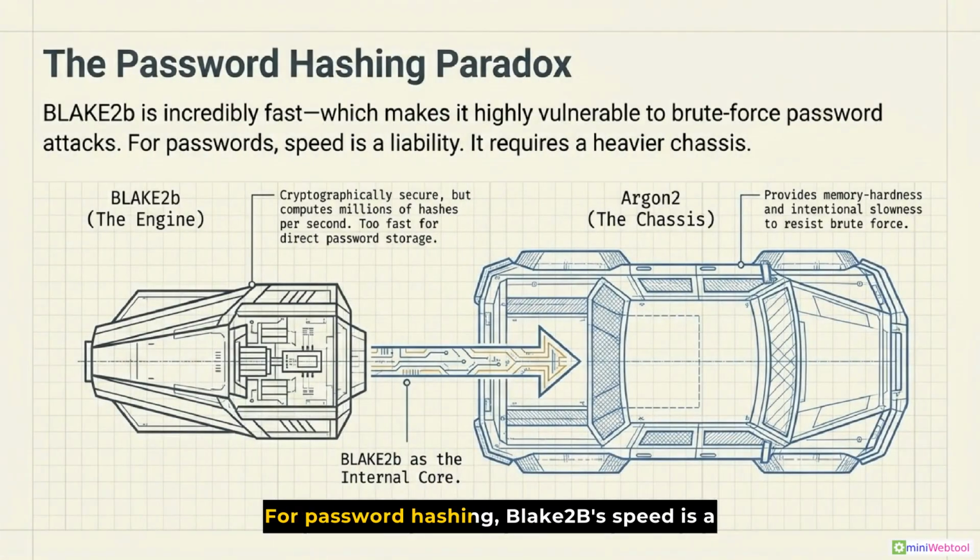For password hashing, BLAKE2b's speed is a liability against brute force attacks. Therefore, it is used as the cryptographic engine within Argon 2, which provides the necessary memory hardness and intentional slowness.